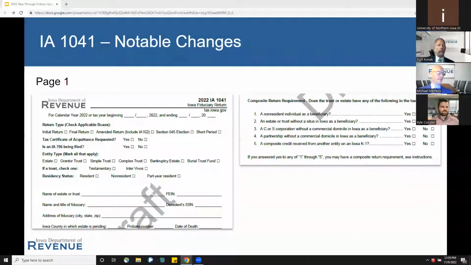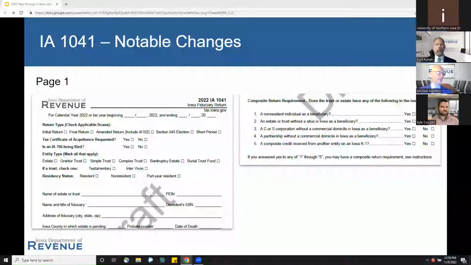Important things I want to point out for those wanting certificates of acquittance, make sure that the boxes are checked for the final return and that a tax certificate of acquittance is requested. That's the most common reason why one of those is not issued.